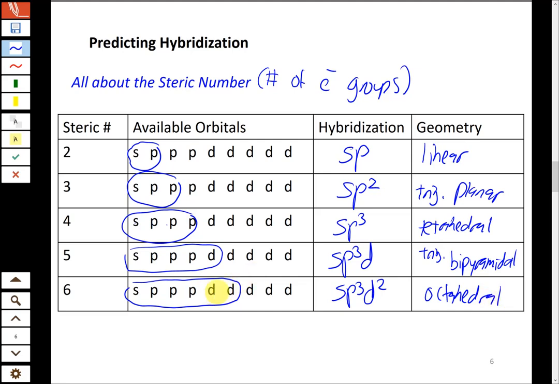So we never use more than 2 of the d orbitals, even though there's 5 of them available in any d orbital set. We're only going to use up to 2 of them to make sp3d2. That's as high as we'll go. As we said, 6 electron groups is as high as we'll go for any of these geometries.